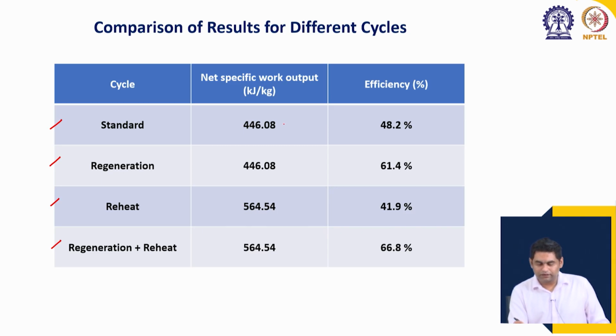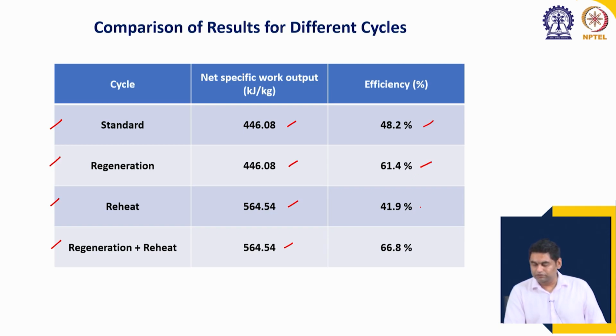Okay. We see that as expected the net work output for the standard and regeneration cases are equal to 446.08 kilojoule per kg, whereas for reheat cycle and regenerative plus reheat cycle it is significantly higher. The numerical value is 564.54. Okay. So, more than 25% higher. For efficiency, the standard cycle has efficiency of 48.2%, which increases considerably to a value of 61.4% when we add regeneration to the standard cycle.